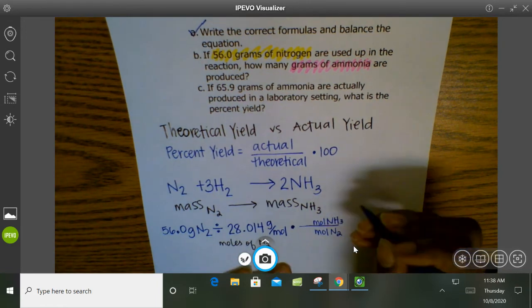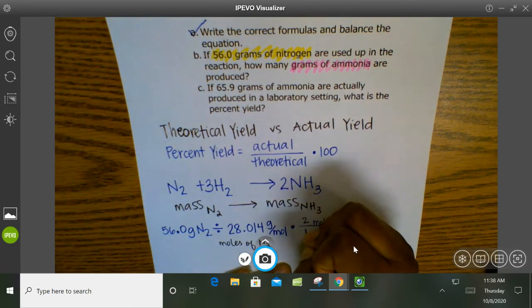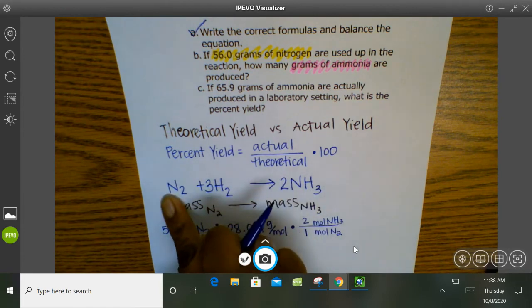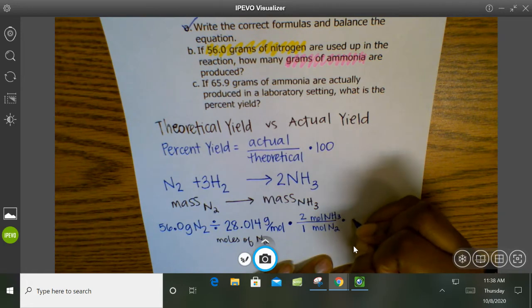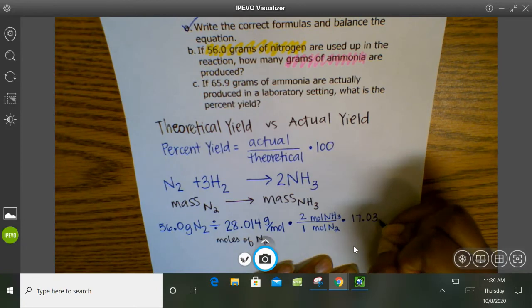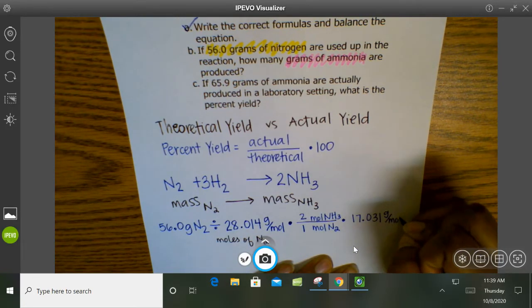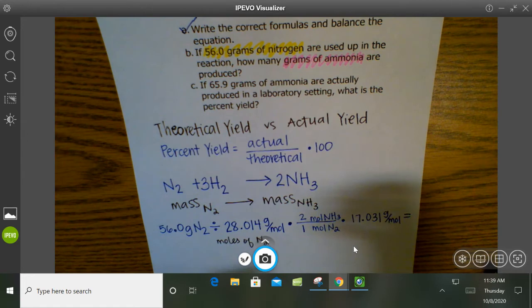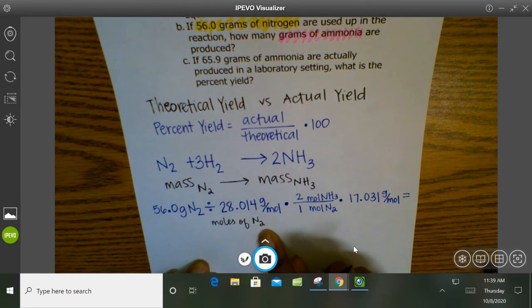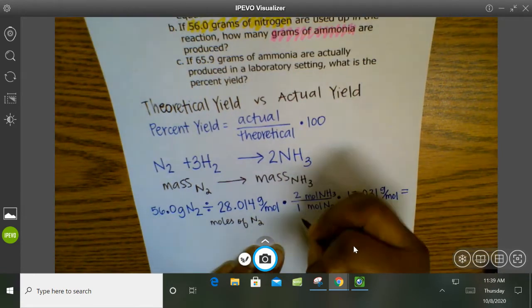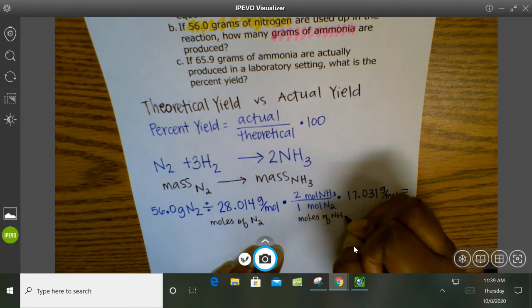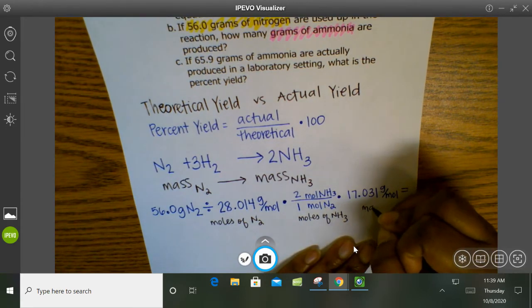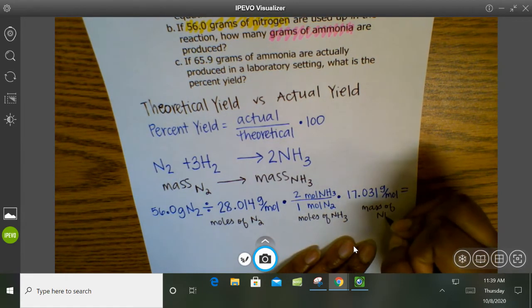The numbers come from the coefficients in your balanced equation. So there's a 2 and a 1. 2 right here, no number, understood, 1 there. And then I'm going to multiply by the molar mass of my wanted, which is 17.031 grams per mole. Okay, so this step, like I put earlier, gives me moles of nitrogen. This is how I convert and get moles of ammonia. And this is how I convert to get the mass of ammonia.